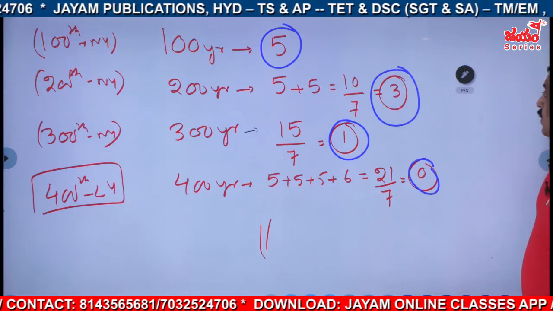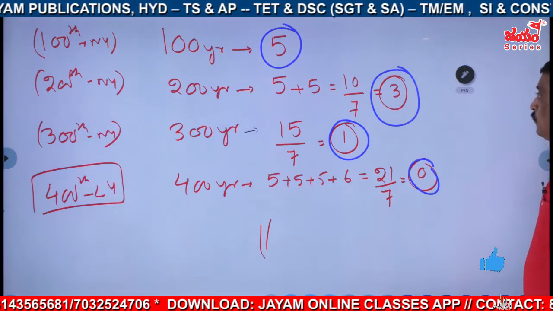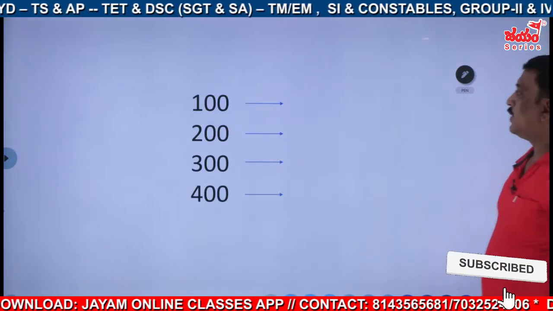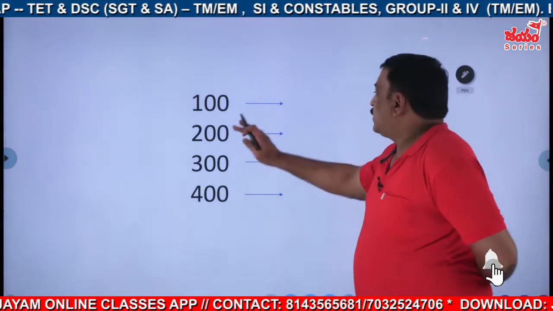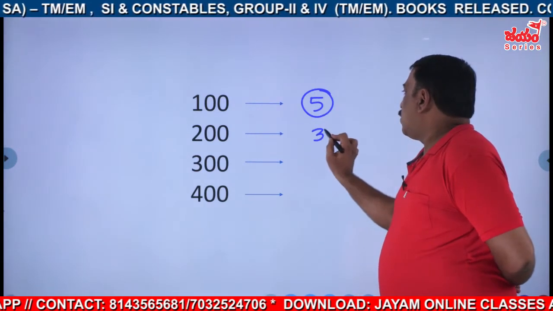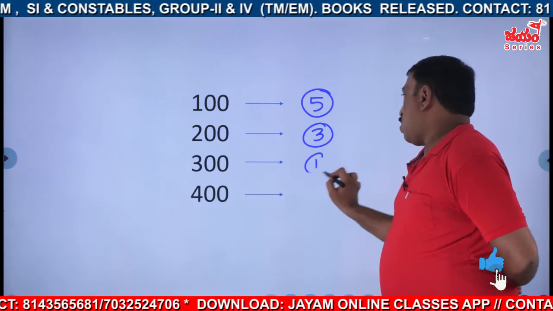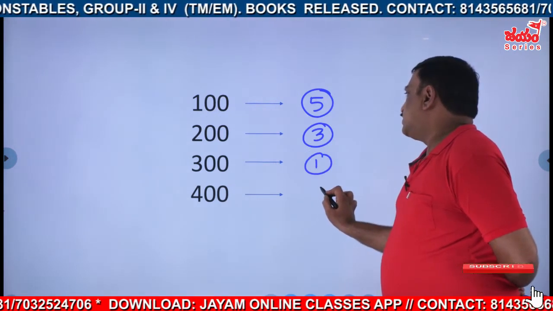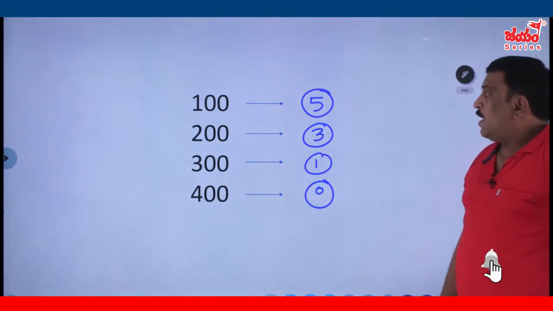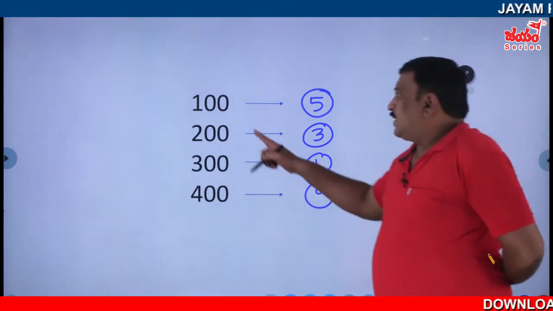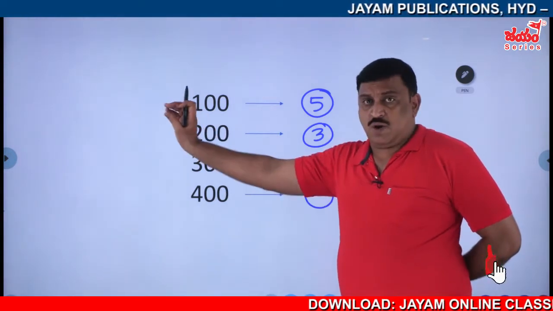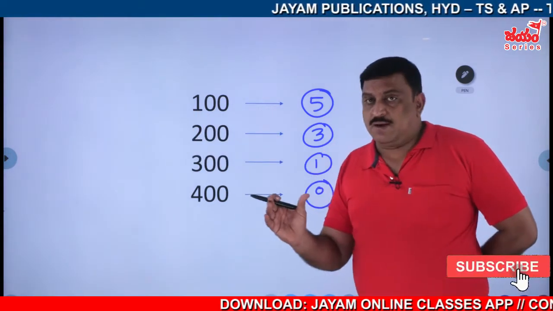We'll make the same thing. I'll take 100 years: 5 odd days, 200 years: 3 odd days, 300: 1 odd day, 400 years: 0 odd days. Right? This is the case. See, all these I have made cumulative: 100, this 200 means total 200, 300 means total 300, is it not?